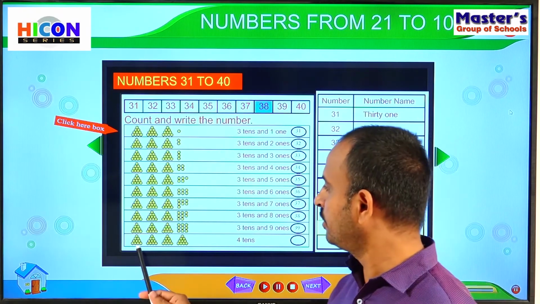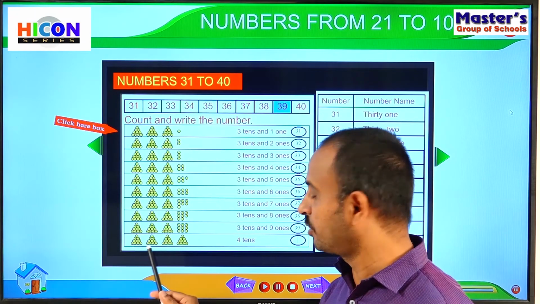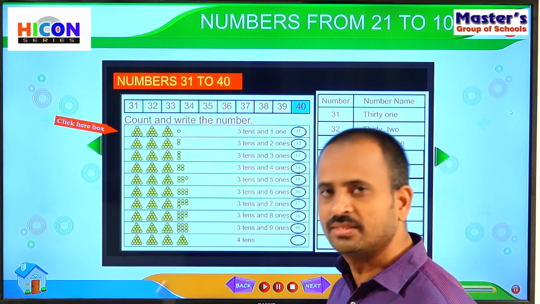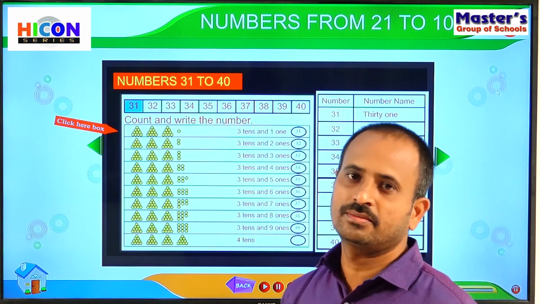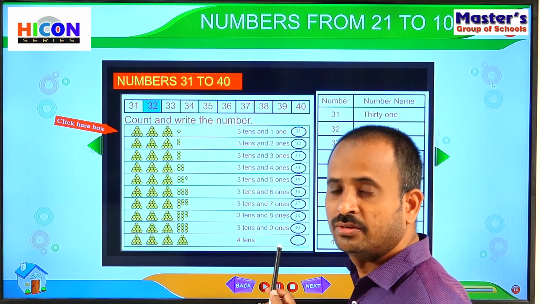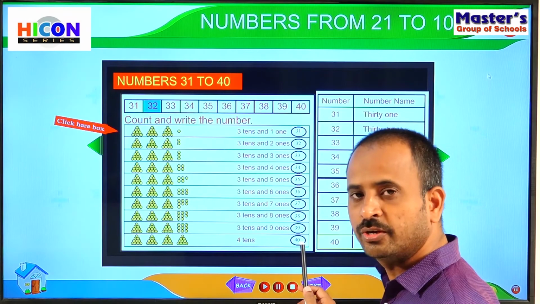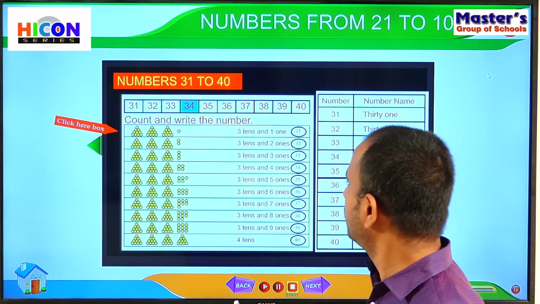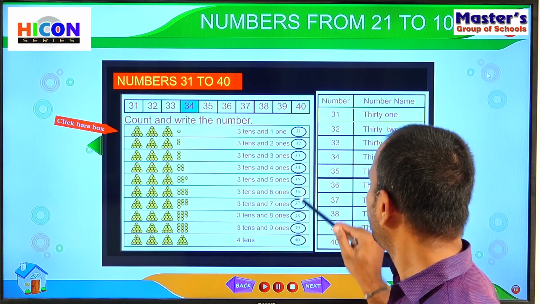So see the last row. How many tens are there? 1, 2, 3, 4. Children, there are a total of 4 tens, but there are no single bars. That means there are no ones, so 0 ones. So total 4 tens and 0 ones. So that becomes 40. Here 0 represents there are no ones. So children, in this way we can write the numbers from 31 to 40.